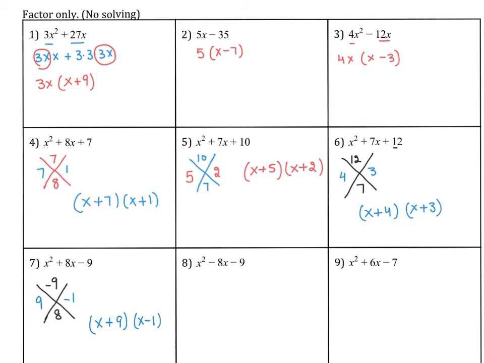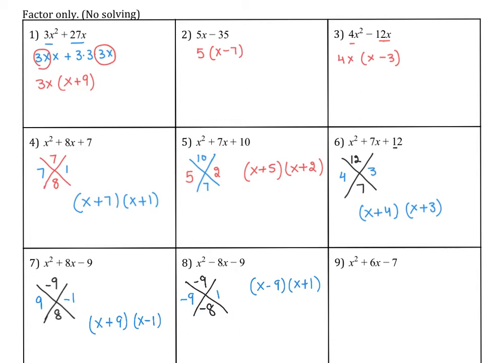So the next one is when you multiply you get negative 9. When you add you get negative 8. So the two numbers for this one are negative 9 and 1. So the factors are x minus 9 times x plus 1.